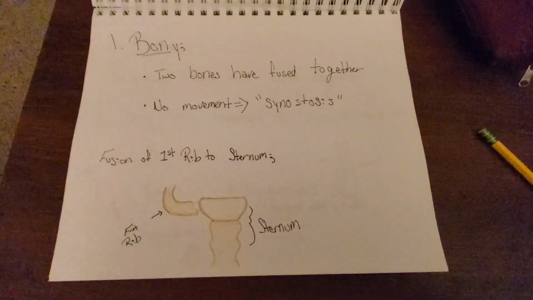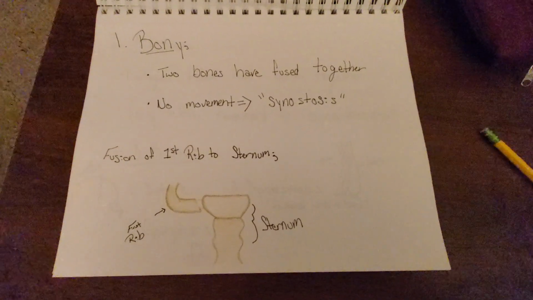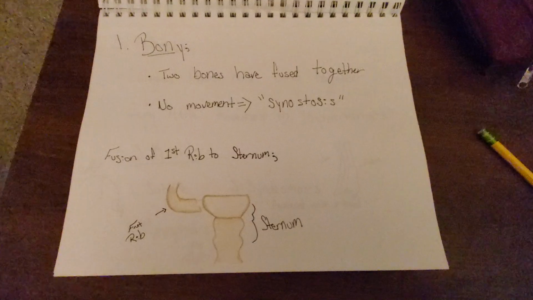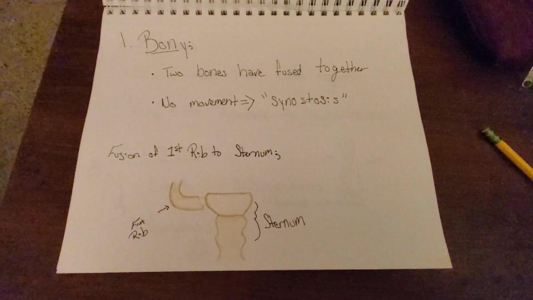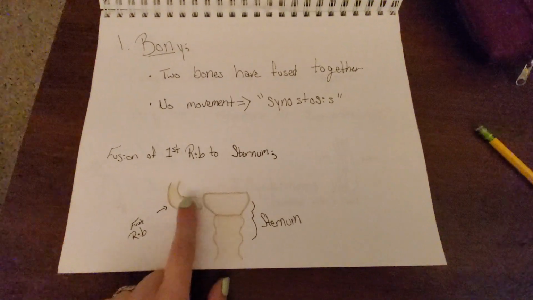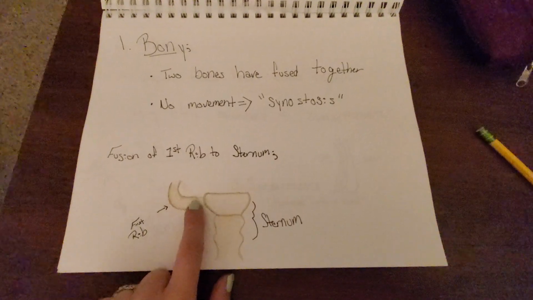Bony. Bony is 2 bones that have fused together. No movement. Synostosis. The fusion of the first rib to the sternum, right here.